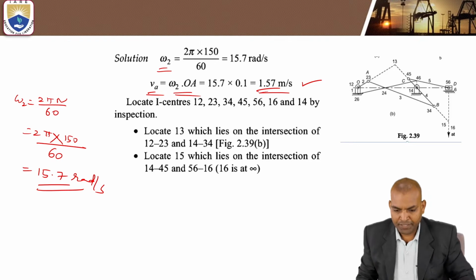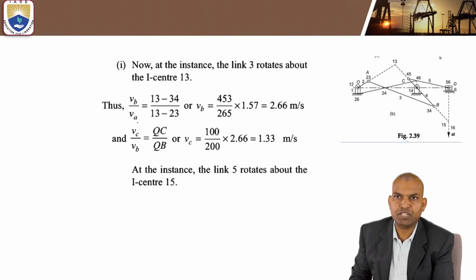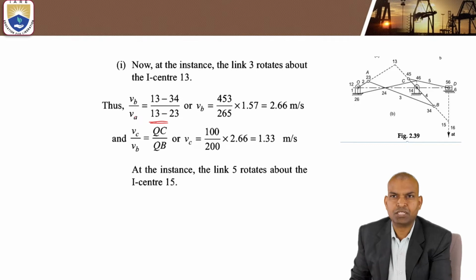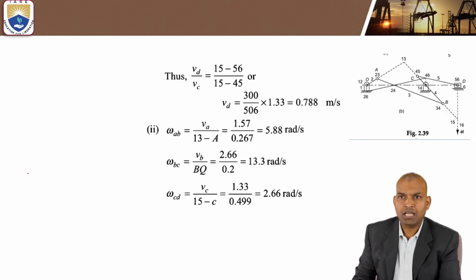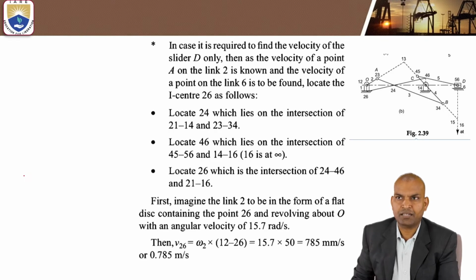Okay, thus we have to find out the I centers, and by using this relation VB by VA equal to 1334 by 1323, from this relation VB comes, VB equal to 453 by 265 times 1.557, that is 2.66 meters per second. By using this relation VC by VB, that is QC by Q, VC equals 100 by 200 times 2.66, that is 1.33 meters per second. Thus we can find out the angular velocities and the linear velocities of a 6-link mechanism.